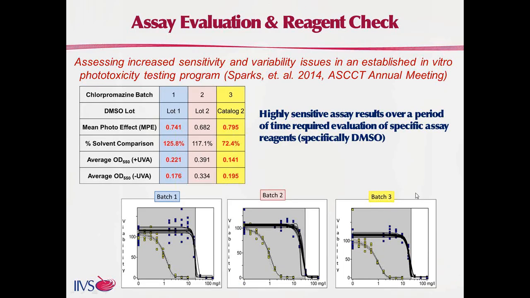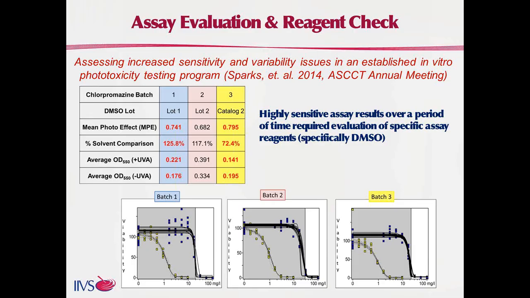We also started to see high sensitivity in our assay, where our positive control was falling outside of our acceptance range, and we were getting high mean photo effect, or MPE values. At the time, we had prepared a new batch of chlorpromazine using a different lot of the same catalog DMSO. And upon further investigation, we contacted the vendor, who recommended that we use a different catalog of DMSO.